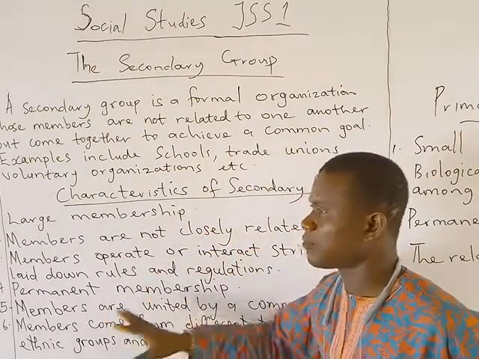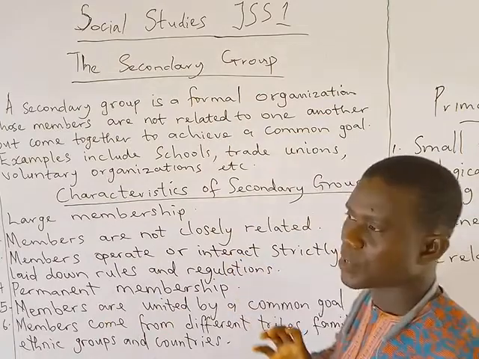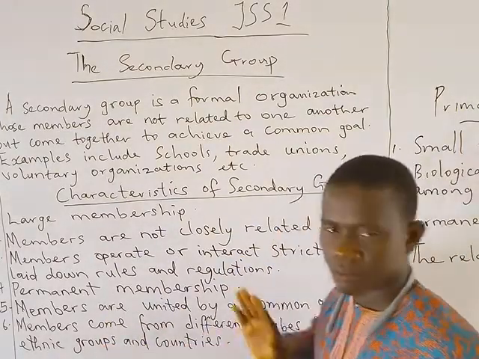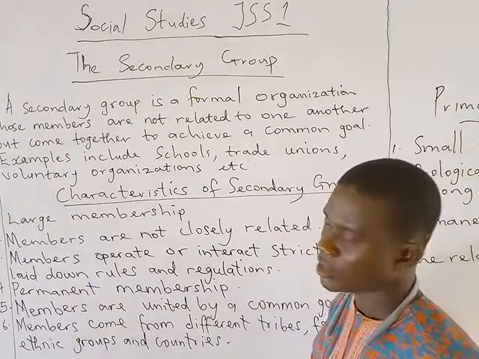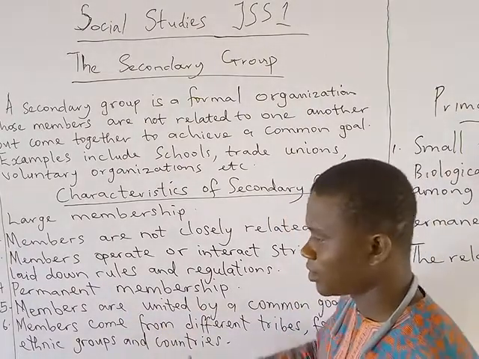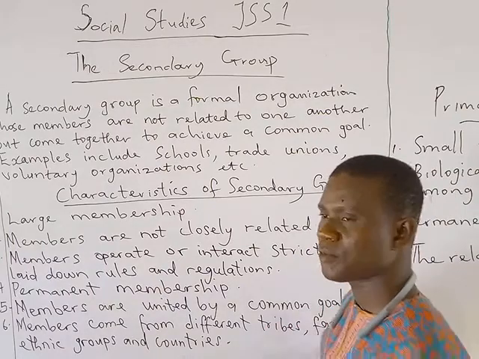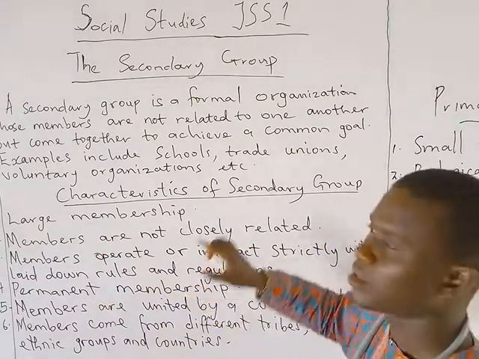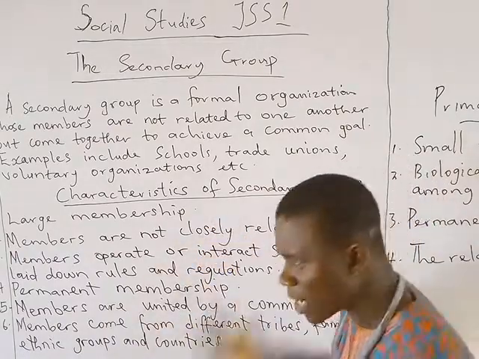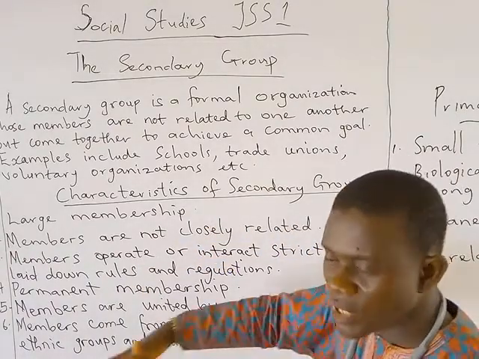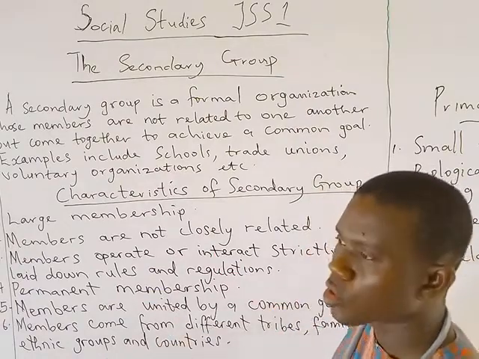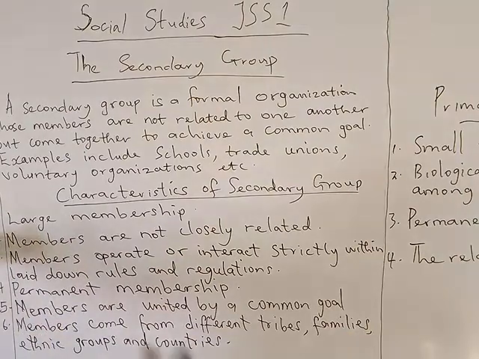Then the fourth one is that in primary group, the relationship is informal, meaning that there's a friendly relationship. But in secondary group, the relationship is formal. And that is why we told you that they operate within laid down rules and regulations. So the relationship in secondary group is formal, while the relationship in primary group is informal. So all these are the differences that you will see between primary group and secondary group.